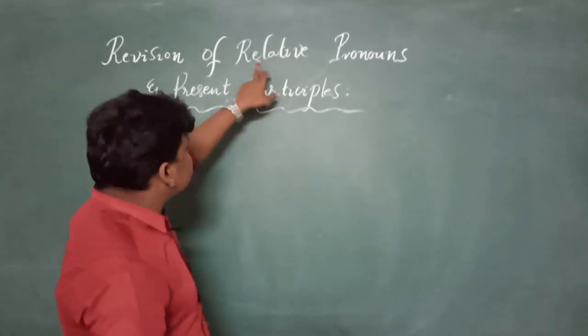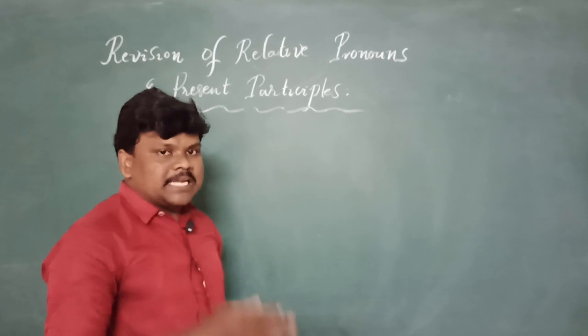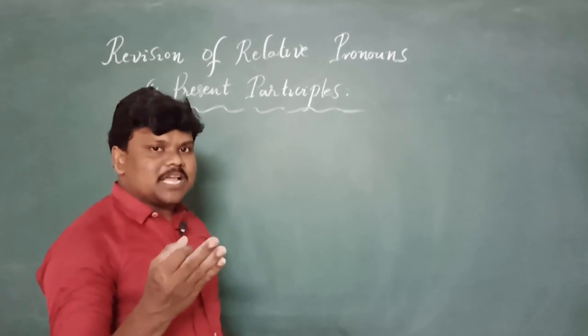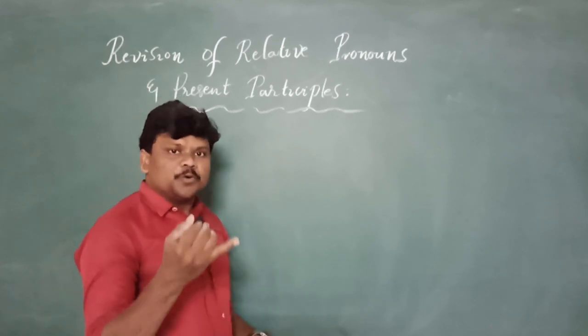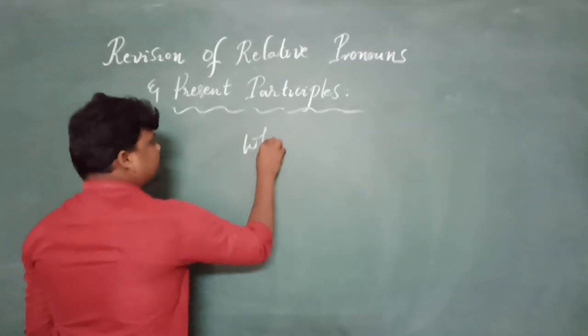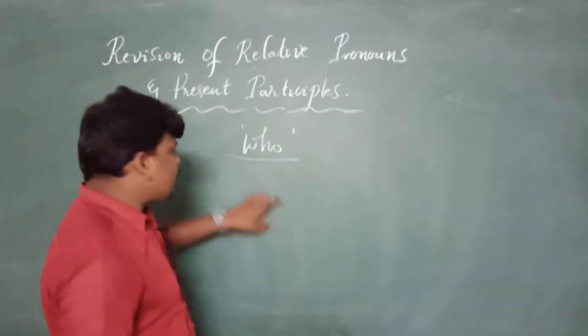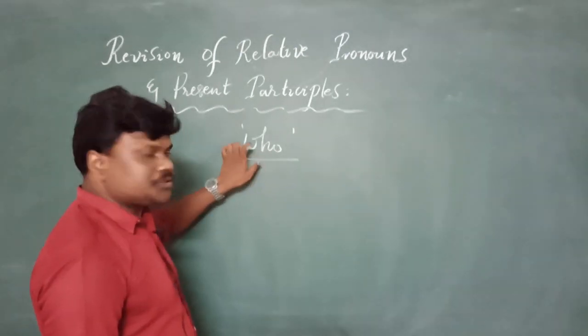Well, let me first explain how many relative pronouns are in the English language. There are three relative pronouns in English. Mainly they are who, which, that. First and foremost, let me explain how we need to combine the two sentences with who.